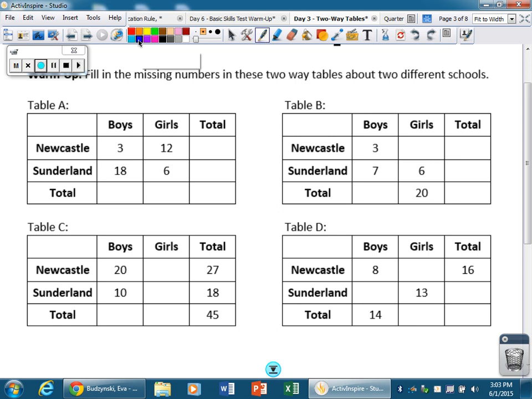So I just add my rows. How many total students are at Newcastle? 3 plus 12, so that's 15 total here. How many are at this school? 18 plus 6, so that's 24.